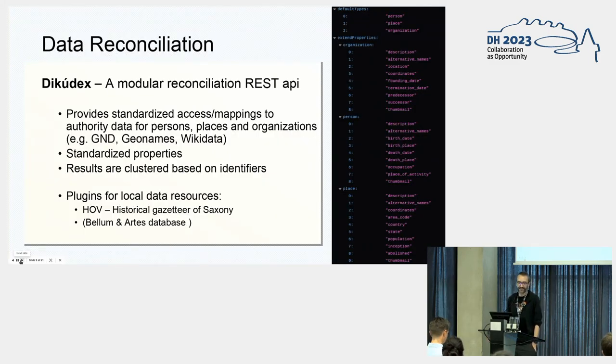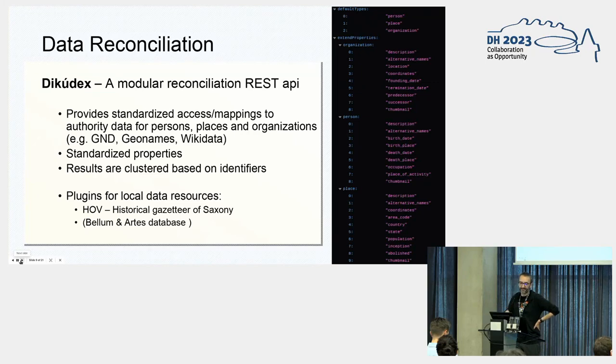One of the services we built in our project is called Decotex. It's a modular reconciliation service, which is a REST API that provides standardized access and mappings to authority data sets, such as the GND of the German National Library, GeoNames, and Wikidata. With this API, we also provide standardized access to the property information of entities such as persons, places, and organizations in these authority files, which can be used for enrichment of metadata or entities in project databases.